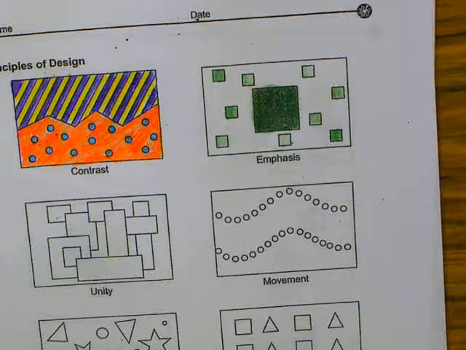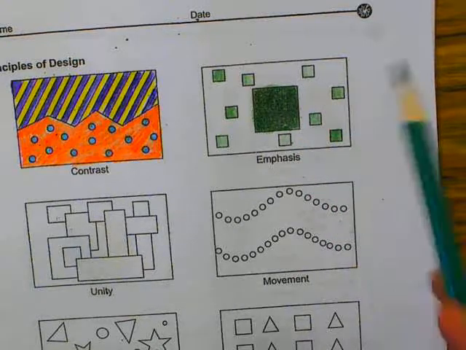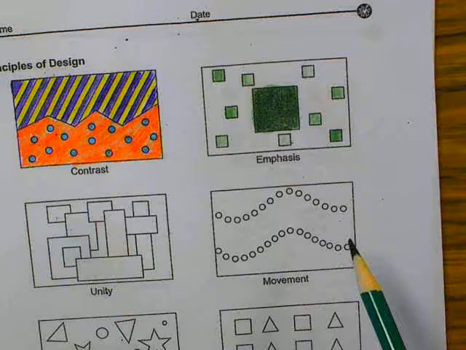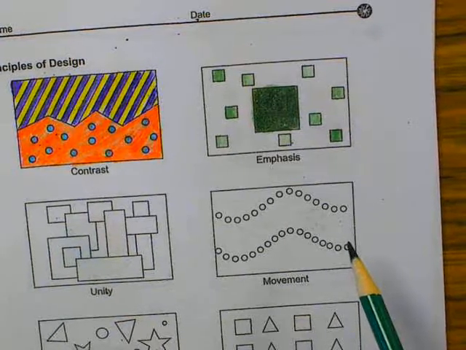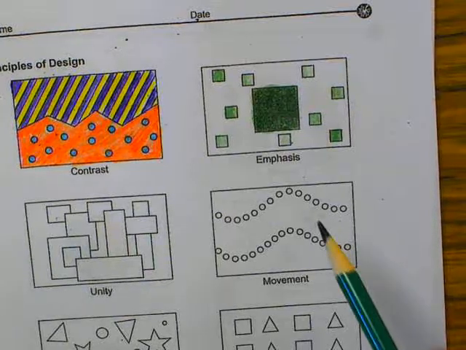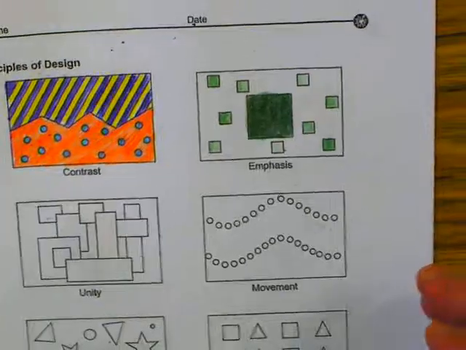So even though they're all different values, the darkest value jumps out. And even though they're all squares, the biggest square jumps out. When you emphasize something, you bring attention to it. When you emphasize words when you're typing for English, you bold them or you underline them, or you can even make them bigger when you're writing an English paper.